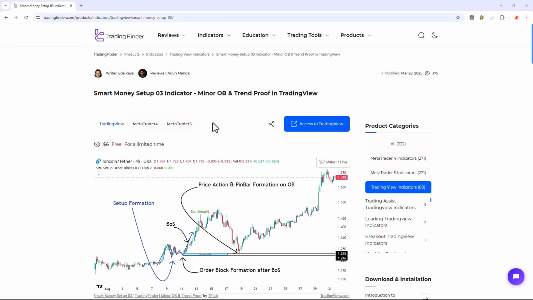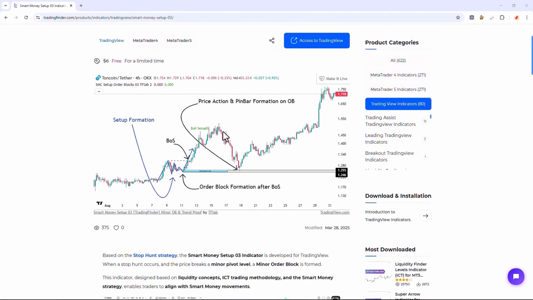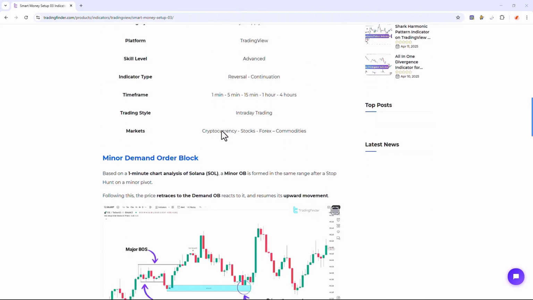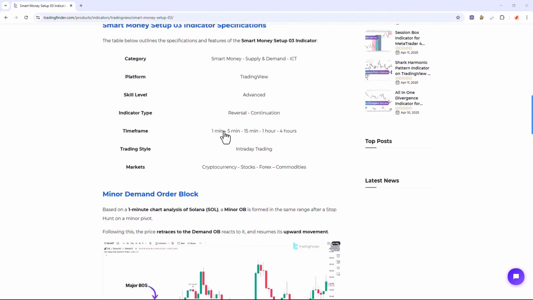This is the Smart Money Bull-Bear-03 indicator, which is offered for various platforms on the TradingFinder website. From this section, you can access the indicator on the TradingView website. Additionally, traders can read this page to understand how the indicator works and functions.